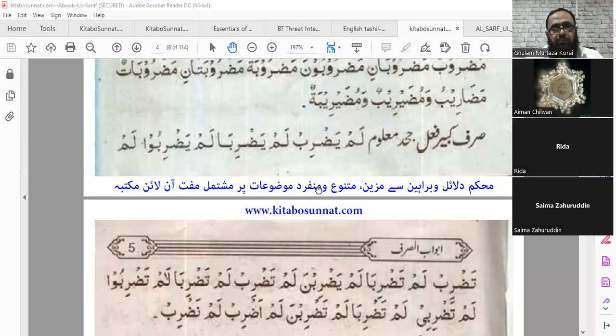So now the number of sigas becomes 12. Now we are left with 2. What are those 2 sigas? Jama Muannas Ghaib and Jama Muannas Hazir. Their noon is never dropped. Whatever, if there is a storm, any rains, any hurricane or whatever, the noon of Jama Muannas Ghaib and the noon of Jama Muannas Hazir never drop. You can see that is what? Lam Yazribna and Lam Tazribna. Is that clear up to now?